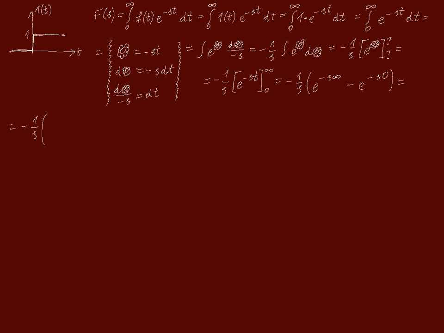E to the power of negative infinity is 1 divided by e to infinity, so 1 over infinity. And 1 over infinity is 0. E to the power of 0 is 1. And this is the formula for the unit step function in the complex variable domain.